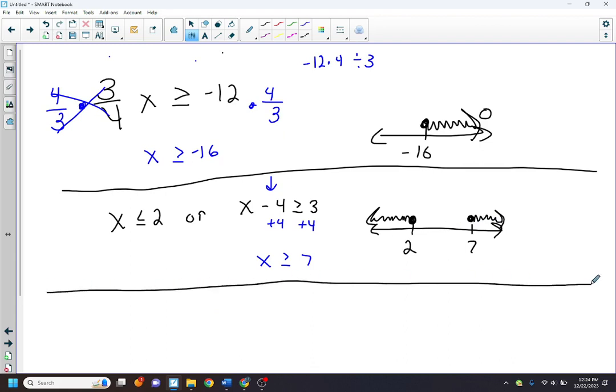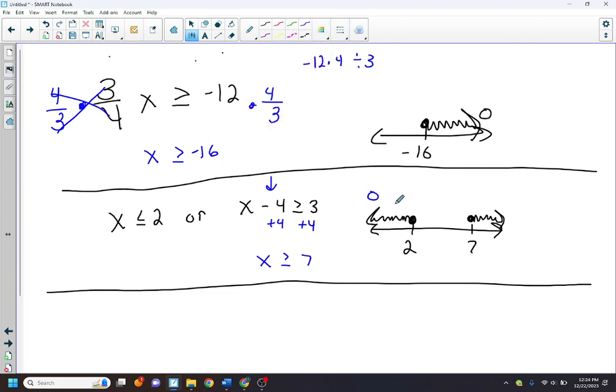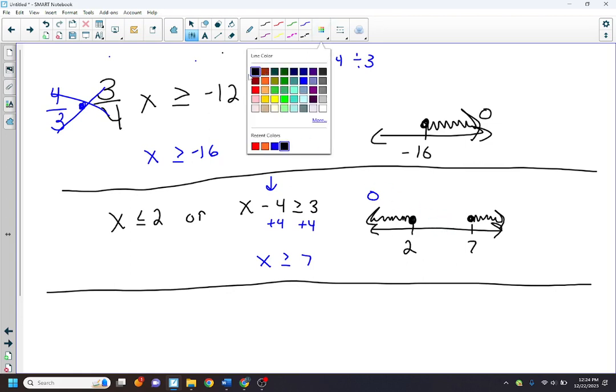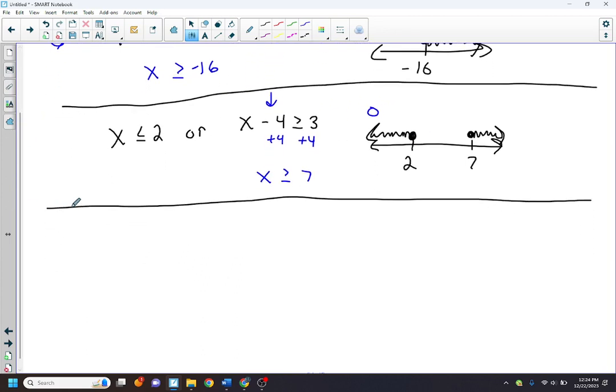Why didn't you put a 0? Because it goes in the middle. If you do want to put the 0, you put the 0. It could be in the middle. In this case, it wouldn't be, but it could be in between, because if it was a negative and positive. Exactly. And then let's do an and statement.